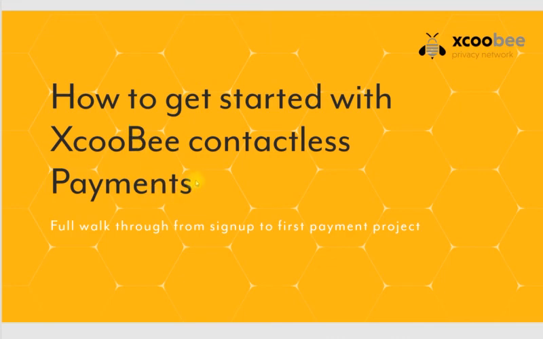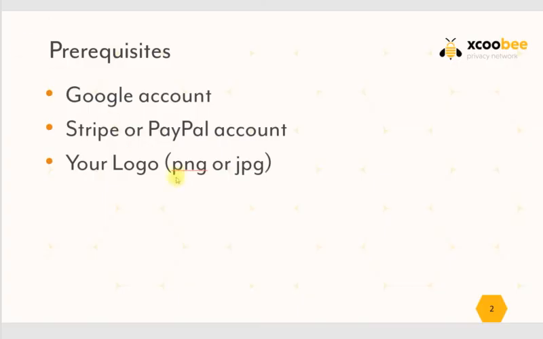We're going to walk through a full sign-up cycle as well as review our first payment project and make it effective. What we will need to know: First, we have to have an active Google account, a Stripe or PayPal account, and you need a logo file that we will use. These things will not be covered directly in this video. We assume that you have them. Okay, we're all ready to get started.